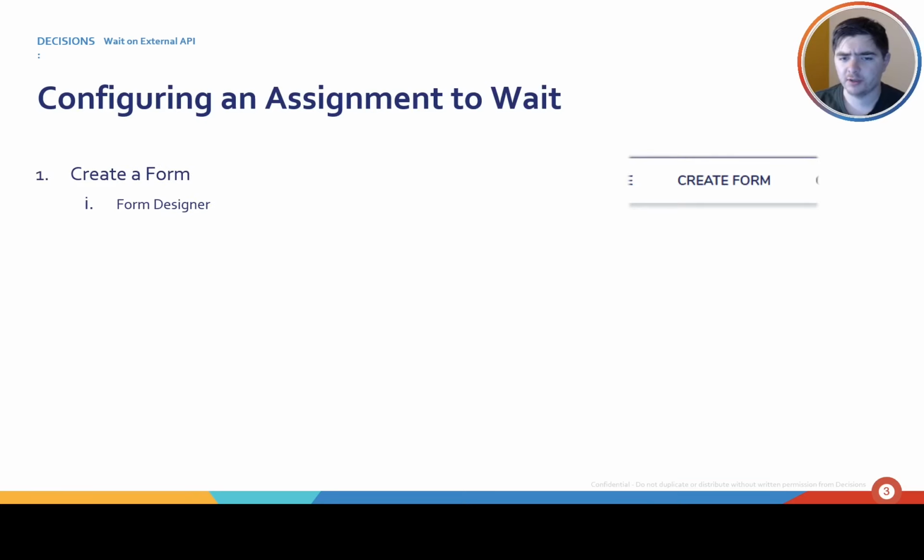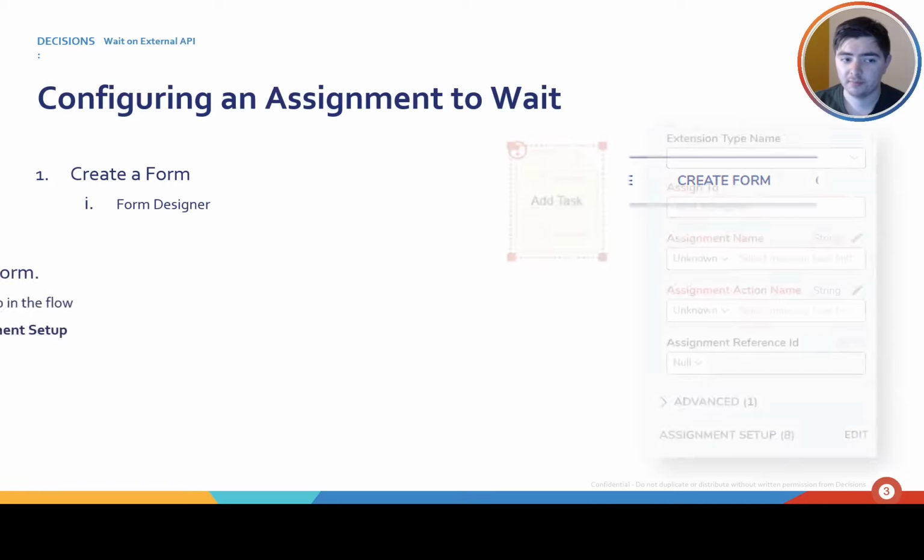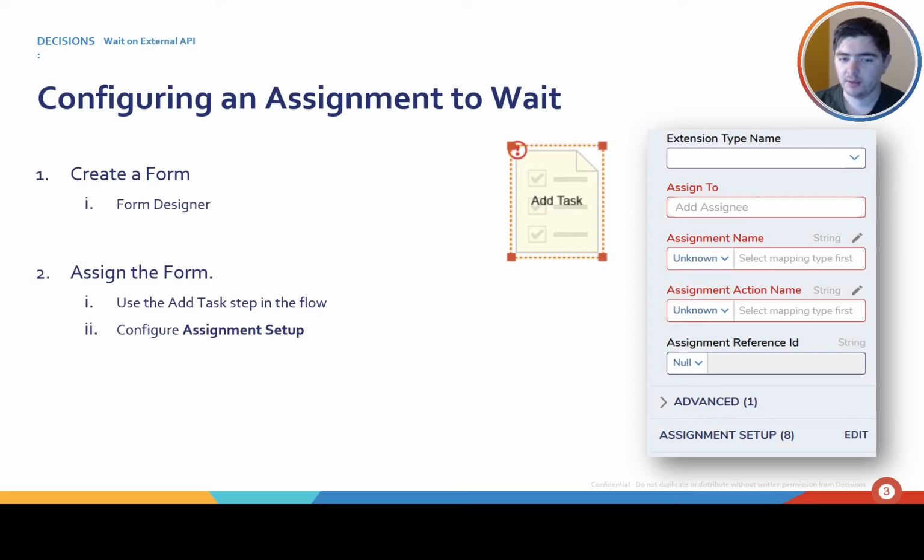First, you have to create a form. You need a form that can be used to pause this flow. Just do that in the form designer, give it an outcome. After that, you need to assign the form using the add task step and then configure the assignment so that there aren't any validation errors. These are the typical steps you would take when setting up an assignment anyways.